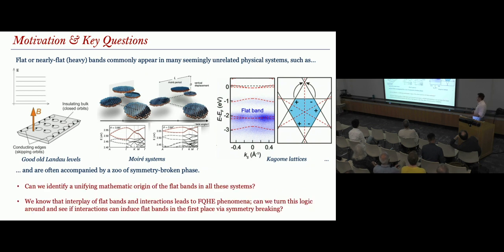So the ambitious goals or questions that we're trying to address in this work is to identify, if such a thing exists, a unifying mathematical origin of the flat bands in all these systems. And we know that flat bands and interactions do lead to interesting fractional quantum Hall effect type phenomena. But in this talk, I kind of want to turn this logic around and see if interactions can lead to the flat bands in the first place with symmetry breaking. And I'll show you some examples.